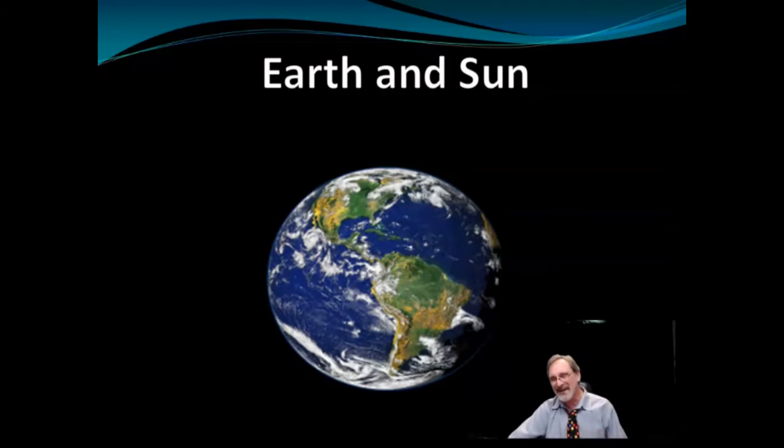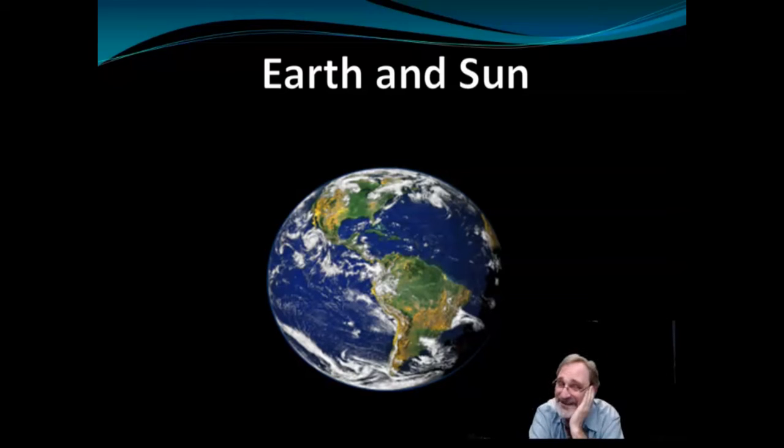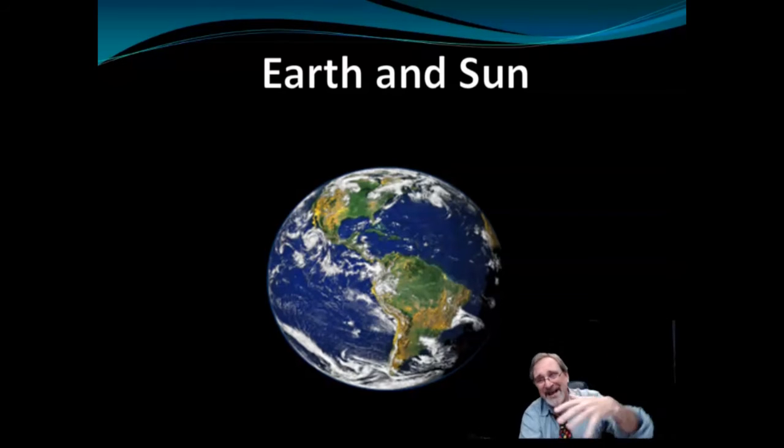Now, one of the things I want to mention is pretty straightforwardly obvious: what it looks like on Earth is that the sun rises in the east and sets in the west. It looks like the sun is moving across the sky. It looks like the sun's what's moving, but it's really not. It's actually the earth moving in the opposite direction.